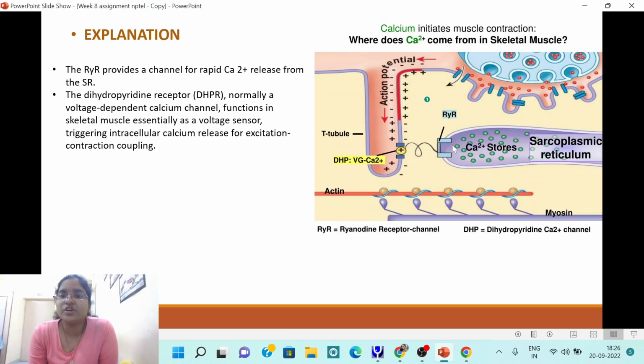for excitation contraction coupling. We have already discussed muscle contraction, this is the diagram of muscle contraction, and these calcium ions are required for muscle contraction, and these are being released from the sarcoplasmic reticulum by the RYR and are sensed by the DHPR present in the skeletal muscle, right? So these two are calcium sensors.